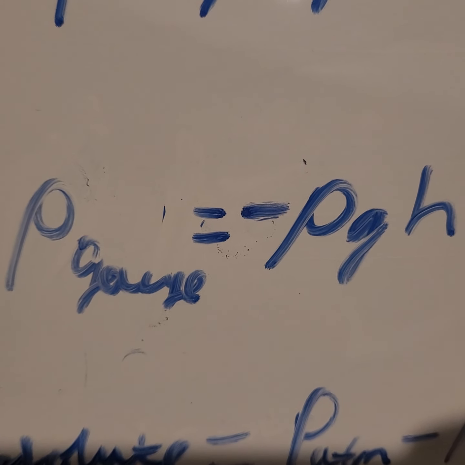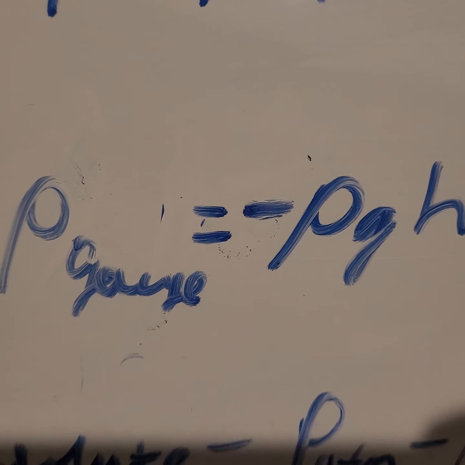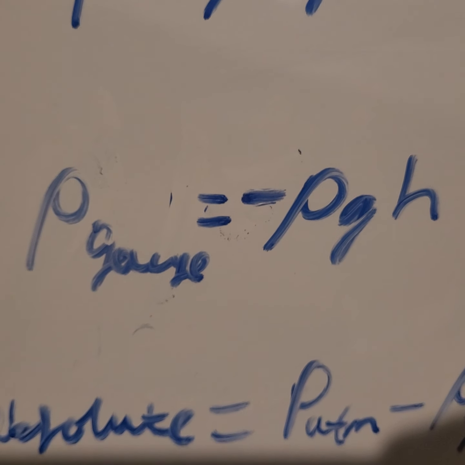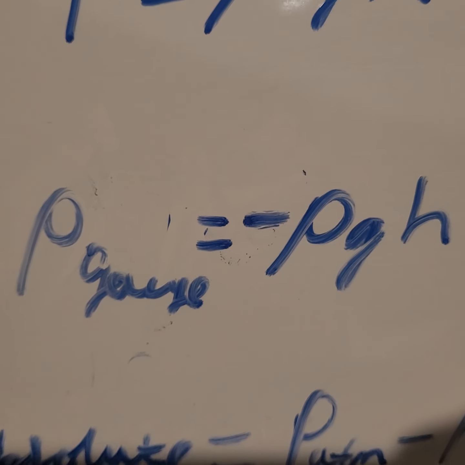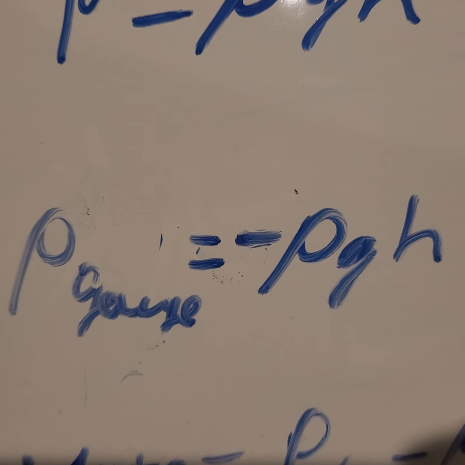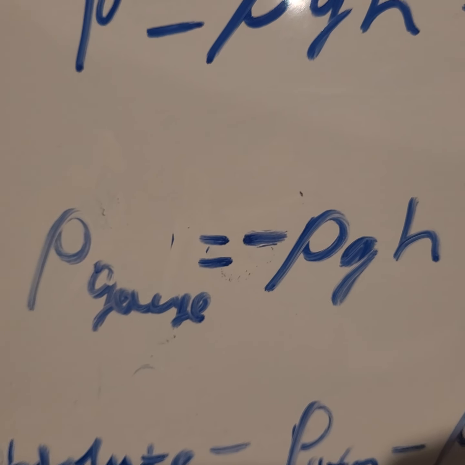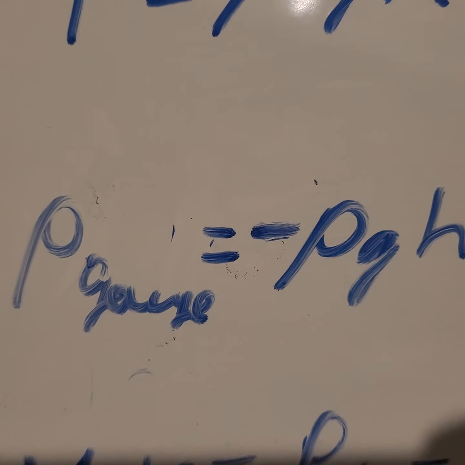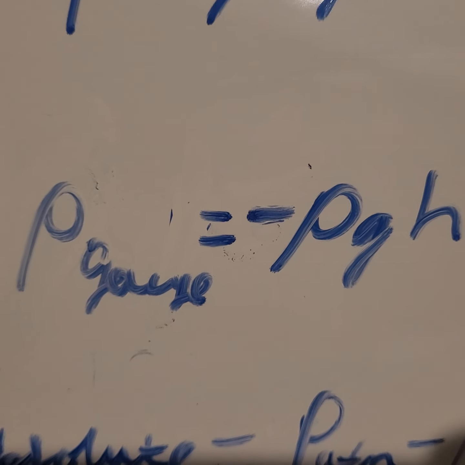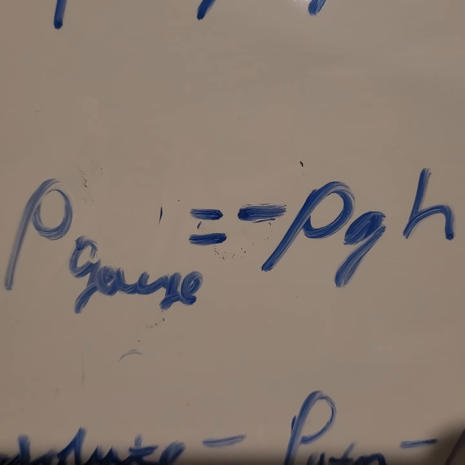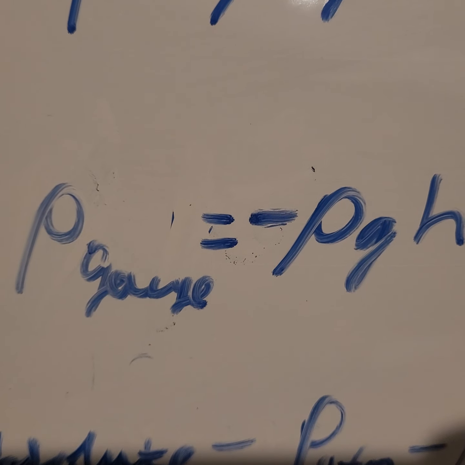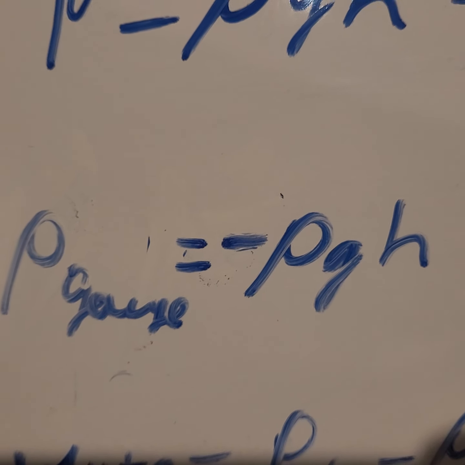If for some reason the question said that it just had a value above atmospheric pressure of this amount, then the gauge pressure would just be equal to density multiplied by acceleration due to gravity multiplied by height. The reason we have this negative sign is because the question tells us it reads a negative value on the gauge. Okay, so how do we work out the absolute pressure?